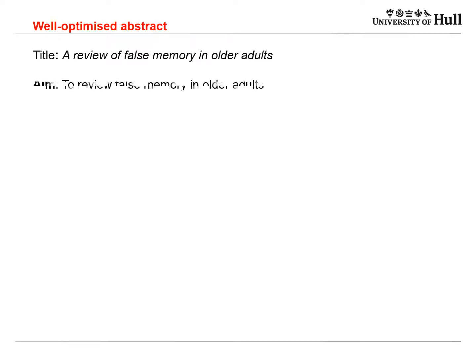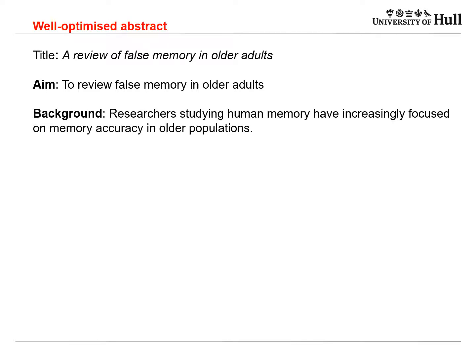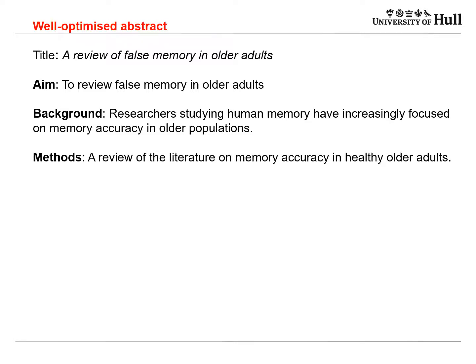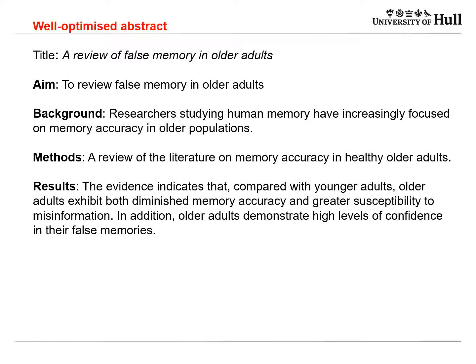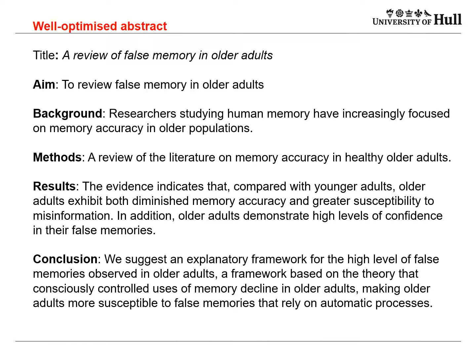So for example, here is a well-optimized abstract, the title of which is A Review of False Memory in Older Adults. The aim is to review false memory in older adults. Background: researchers studying human memory have increasingly focused on memory accuracy in older populations. Methods: a review of the literature on memory accuracy in healthy older adults. And the results, well, you can read them for yourself. And then the conclusions. And finally, some of the keywords.